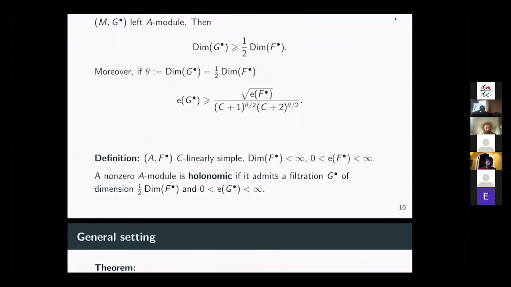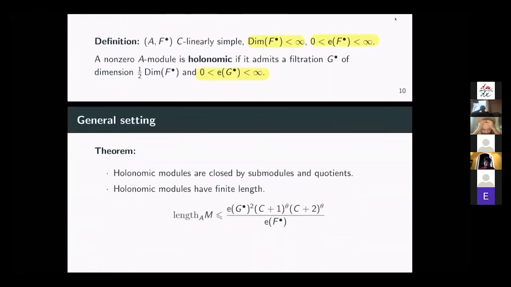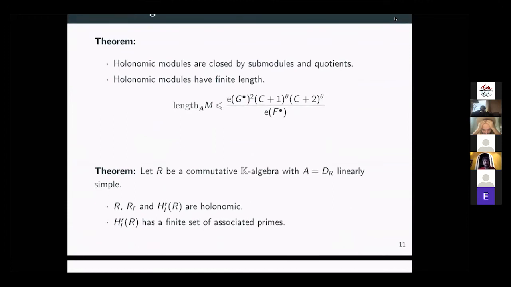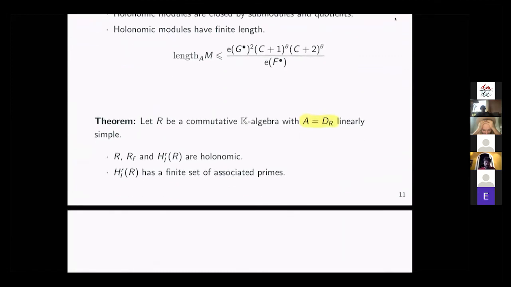Okay, here I should mention that we are asking a lot of extra conditions on the dimension of the filtration and the multiplicity that we got for free in the polynomial ring case in characteristic 0. So in this situation, we don't have it for granted, so we have to ask for these conditions. Okay, so what we also were able to prove is that holonomic modules are closed by submodules and quotients, not by extensions, and these modules have finite length. Okay, and if we think in the case of ring of differential operators, we have that the local cohomology modules are holonomic, so they have a finite set of associated primes.